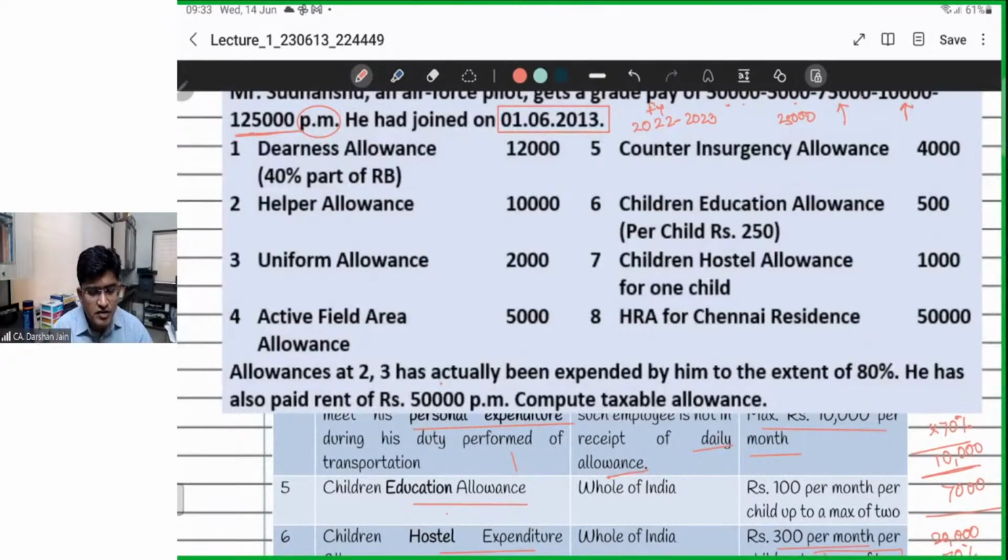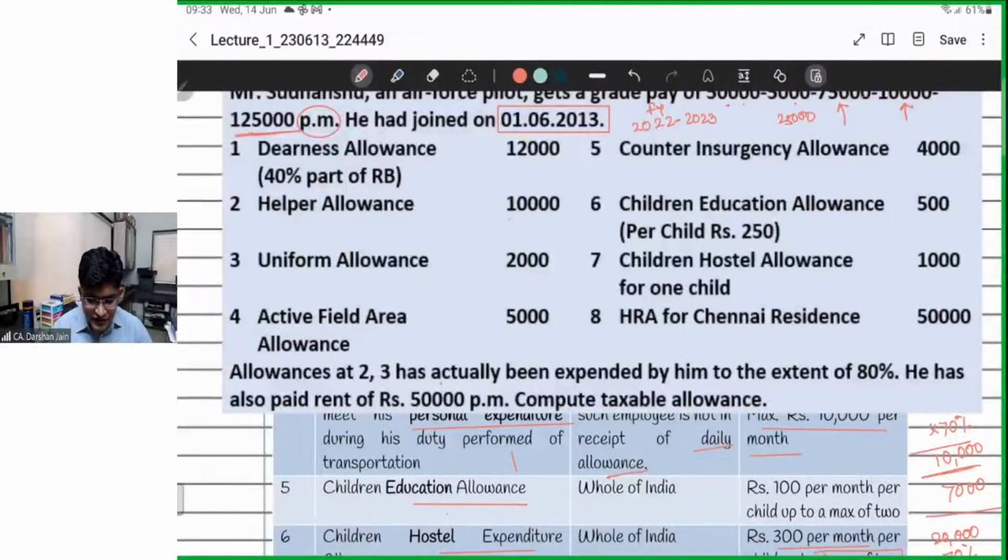Helper allowance, out of 10,000 that he has received, 8,000 rupees have been expended. 2,000 rupees per month, that is 24,000 rupees per annum, would be my taxable helper allowance. Similarly, uniform allowance, 1,600 rupees have been expended. So 400 rupees would be taxable per month.